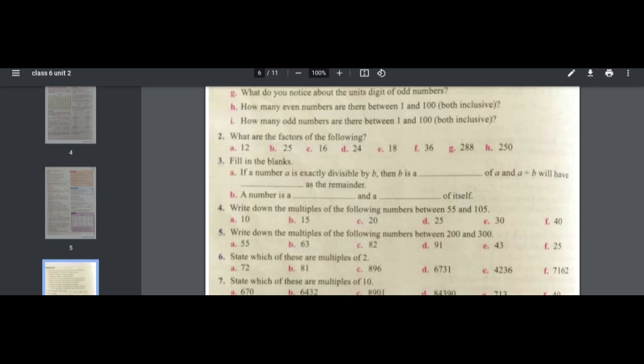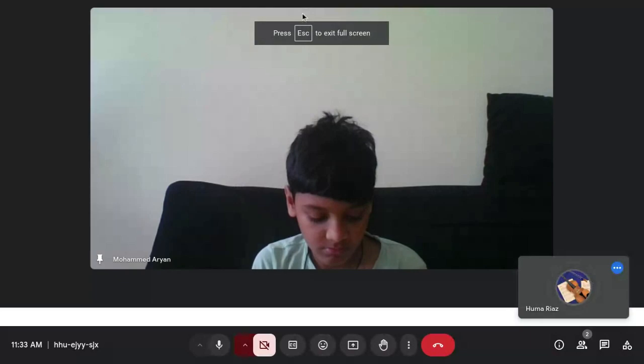8901. Not possible. 84390. Possible. 71340. Yes, possible. Very good. You have to circle the numbers that are exactly multiples of 10. So we have to start the next topic.